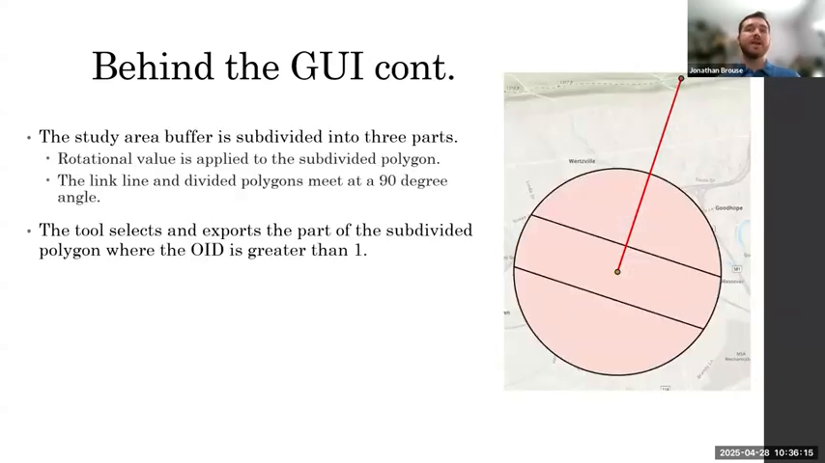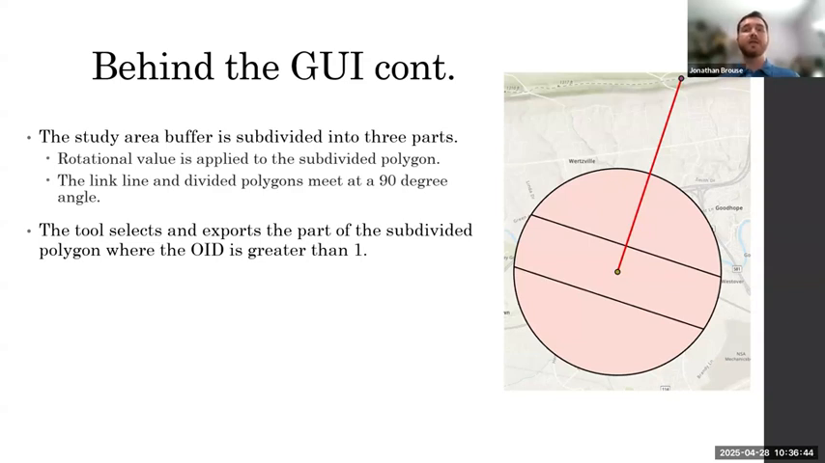Next, the study area buffer is run through the subdivide polygon tool and is split into 3 equal parts. When it's run through this tool, the compass directional heading that was calculated in the previous step is applied as an input parameter for the subdivide polygon tool. This rotational value, when applied to the subdivided polygon, ensures that the observer and target location's link line and the interior portions of the subdivided polygon meet at a 90-degree angle, as you can see in the photo on this slide.